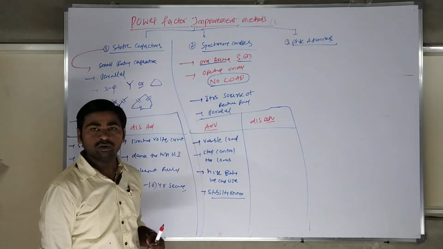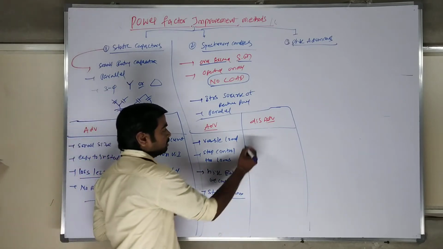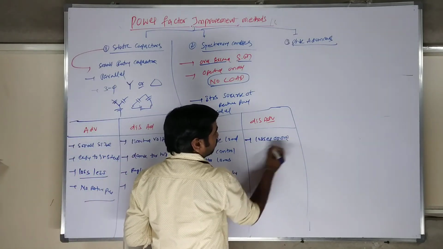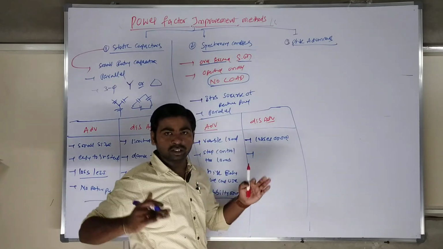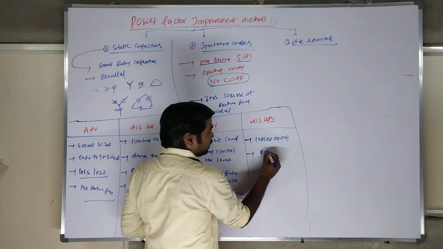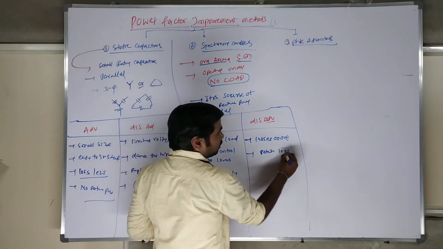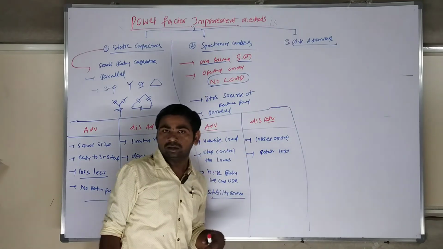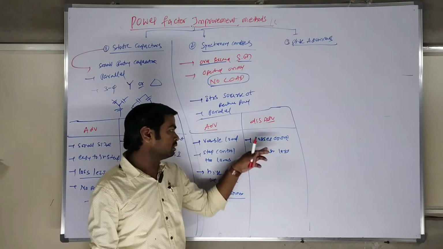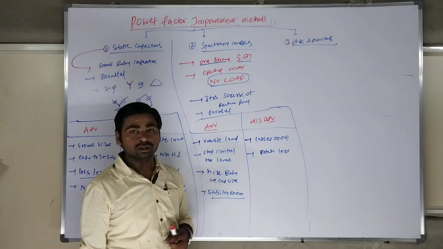What are the disadvantages? The disadvantage is that losses take place. Losses are more because the machine has a big size and it has a rotational part, so rotational losses. When the machine has a rotational part, mechanical losses come into the picture. That's why losses are more in the synchronous condenser.